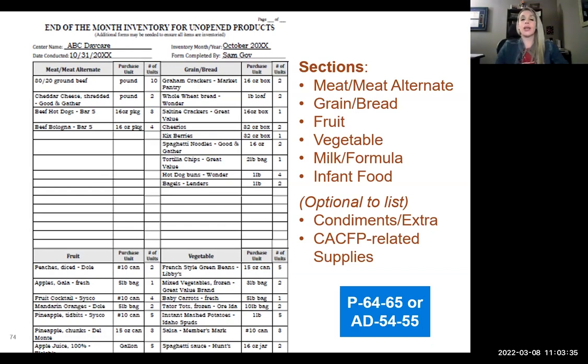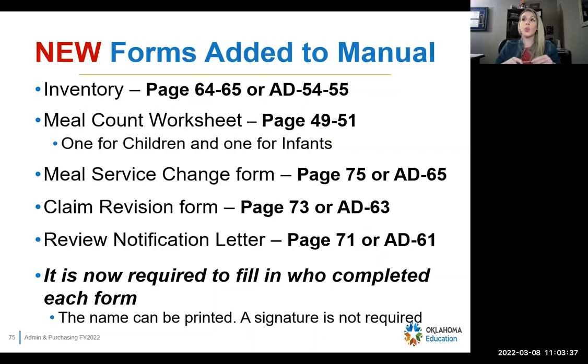So again, inventory is now required. We have some new forms that we added to all of our manuals. One of those forms is the inventory form. Again, these are all in interactive as well. We also have the meal count worksheet that we changed from infants and adults to infants and children. We have the claim revision form. So if you need to revise any of your claims, you can definitely do that.